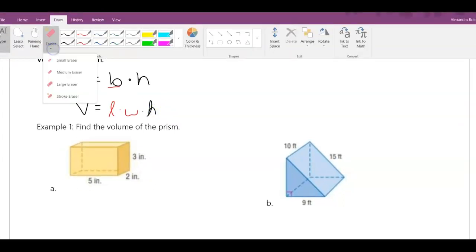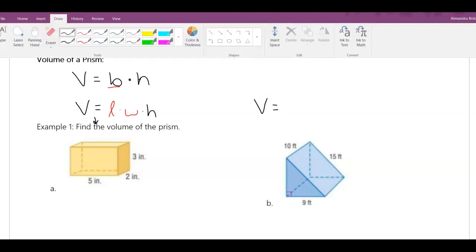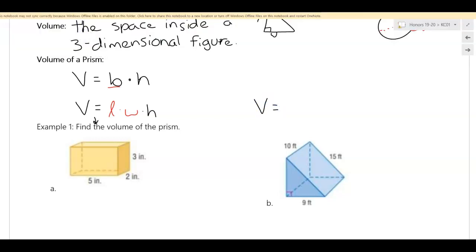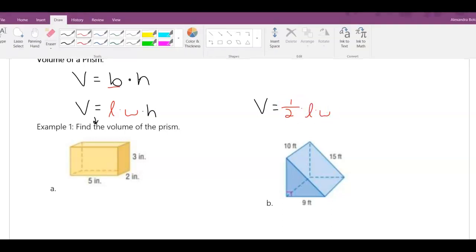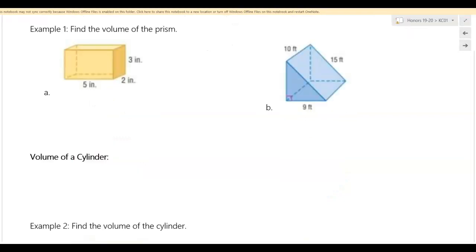Sorry, I might have to erase because I didn't like that H. Okay. So that's for this example where it's a rectangle. If it's a triangle, then our volume equals 1/2 times length times width. And then times height. Right, it's kind of the difference between what your different bases are. So looking at our examples, this first example has a rectangular base, right?